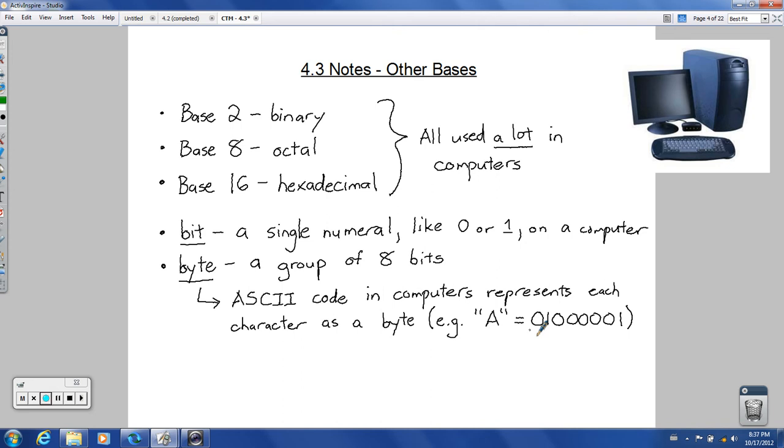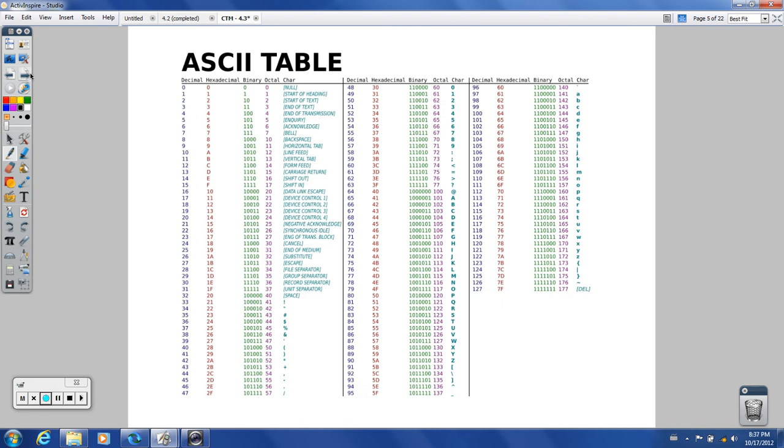representing a single character. So I've copied and pasted here the ASCII table. You don't have to write this down, of course, but I thought it was pretty interesting. Here's the decimal. This is our base 10, normal Hindu-Arabic, what we're used to, that kind of number system, going through 127. And then hexadecimal, you'll notice it uses 0 through 9 and then uses the letters A through F. We're going to see more about that later on.